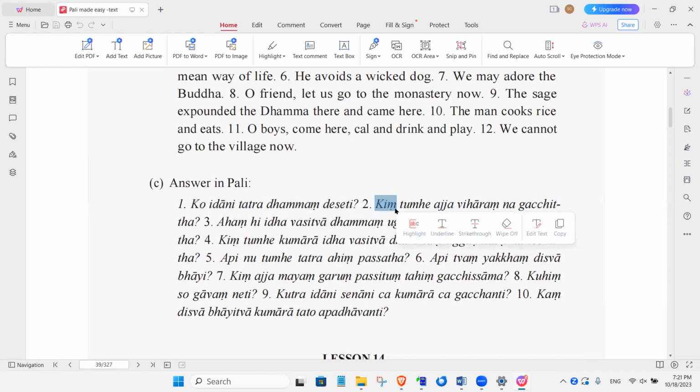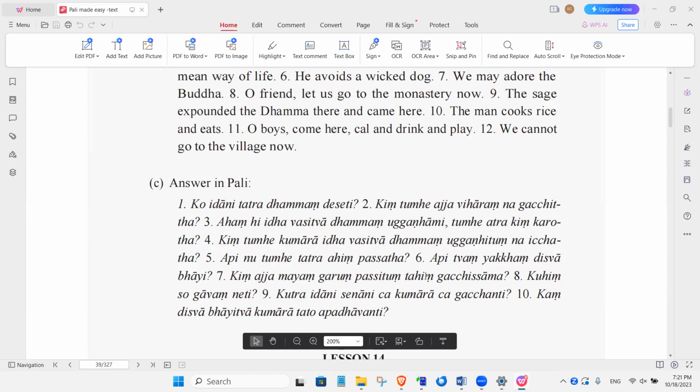Now this is the second question. Why? You today monastery not go. So why don't you go to the monastery today? So you have to write, because I am lazy, you know, there's laziness in lesson 12, all right? So you have to first understand the meaning here and then try to answer in Pali. Okay, look for something simple.